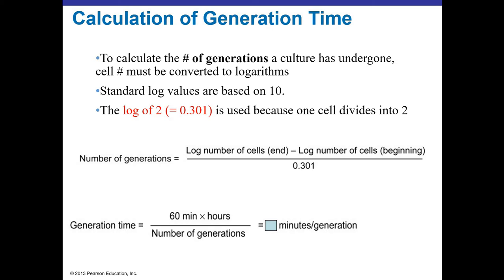So to calculate the number of generations, we're going to take the log number of cells at the end and subtract from that the log number of cells at the beginning. That is then put over the log of 2, which is the 0.301. So in order to get it into the generation time, you're going to take the number of generations that you just calculated and use that in the denominator to convert things into minutes once you know how many hours you let that culture grow. So generation time is going to be some number as minutes per generation.